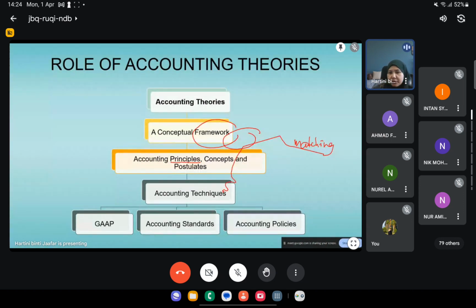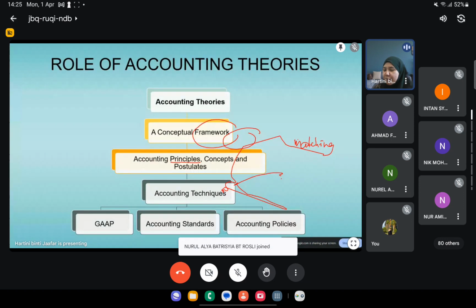Okay. So, apa hal? Macam tak betul. Okay, so this is the principle that we want to achieve. Okay, because it's considered to be important in order to provide a fair view and presentation of the accounting data maybe. Okay, so with that we need to formulate the appropriate accounting techniques in order to fulfill this matching principle.